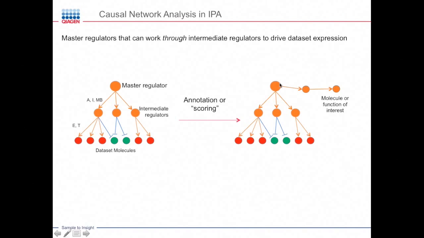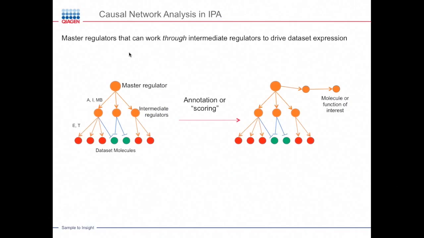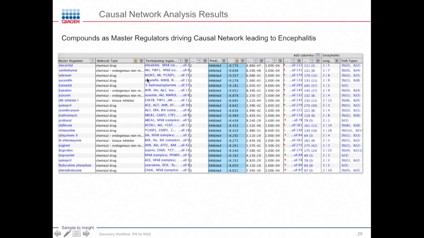So that's how this tool is set up, and the results, again, look like upstream regulator analysis where you get regulators, but you can also filter for molecule type. And one of the things you can do is filter for compounds as master regulators. They don't have to be genes. So this master regulator can be a compound that inhibits or activates some molecule. So filtering for compounds as master regulators, there's a number of them, and this is again the z-score. And there's a negative z-score.